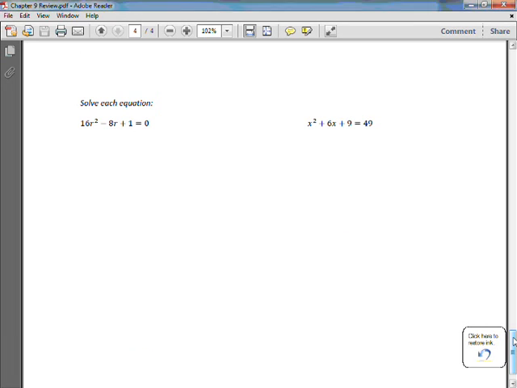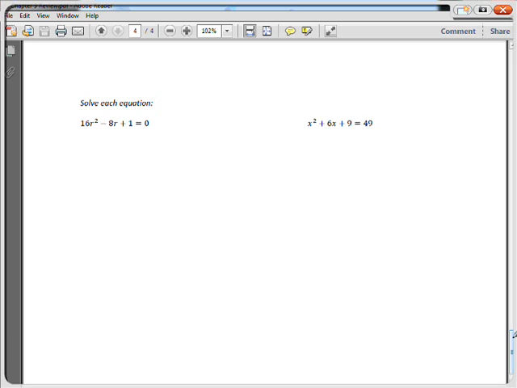Next one, solving the equations. I've got 16r squared minus 8r plus 1. Again, my first step in factoring a trinomial is greatest common factor. There are no greatest common factors. My next step is, is it a perfect square? 16r squared is a perfect square. The square root of that is 4r. 1 is a perfect square. The square root is 1. So 2 times 4r times 1 is equal to 8r, which is what I need it to be. So I'm going to have 4r minus 1 squared is equal to 0.